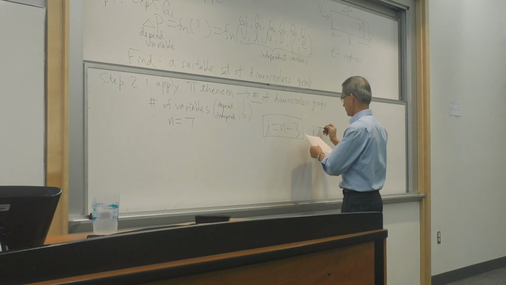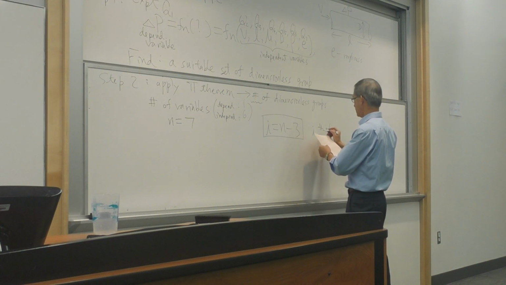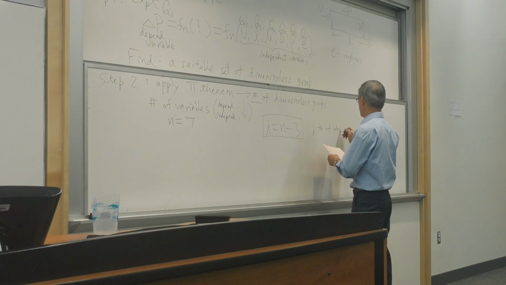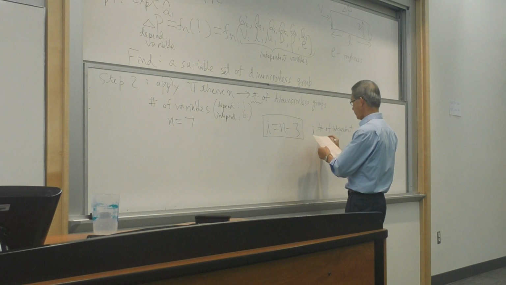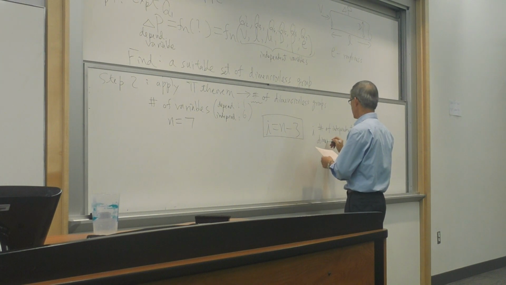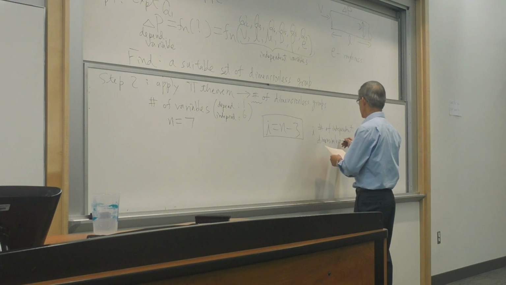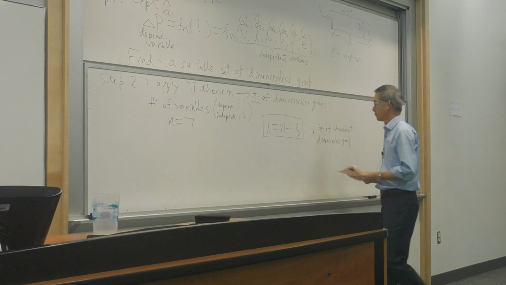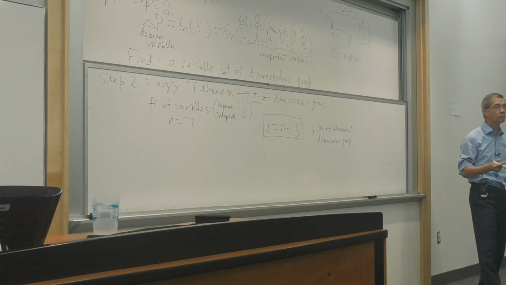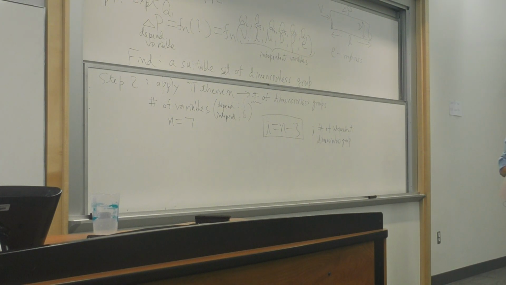Where I is what I call the total number of independent variables. Dimensionless, meaning when I'm done at the end, everything is dimensionless. How many terms did I need to describe the problem? And it turned out to be n minus 3.